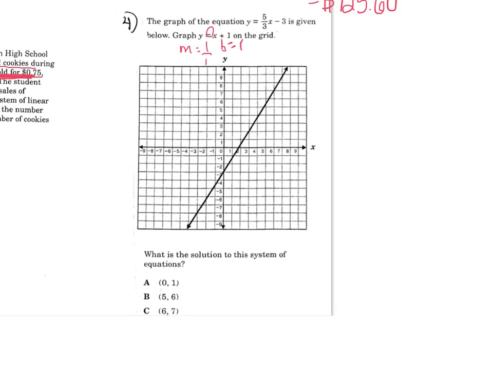So we're going to graph 1 on the y-axis, because that's our y-intercept, and then we're going to go up 1 over 1 to get to the next point, and keep going, up 1 over 1. So this right here is going to be our solution, because if you remember, a solution is where the lines cross, the point of intersection. This right here would be our point of intersection, our solution, and it appears to be 6, 7. So answer choice C is your answer, and that's how you work that problem.